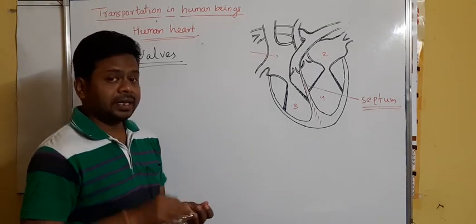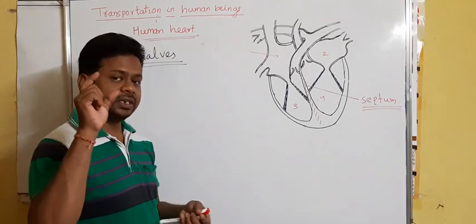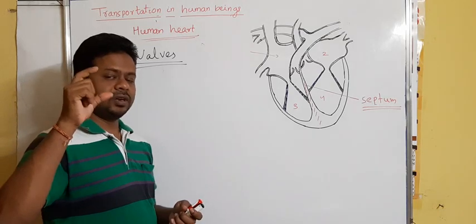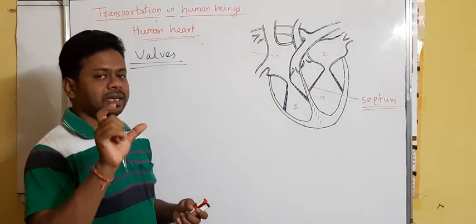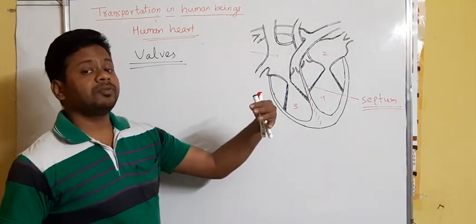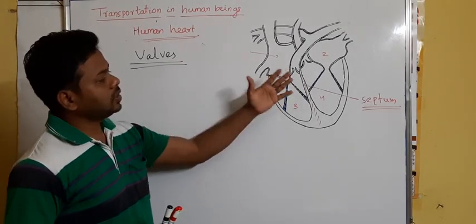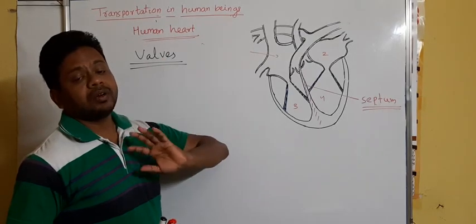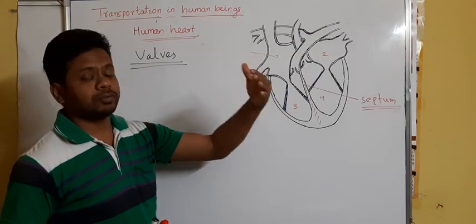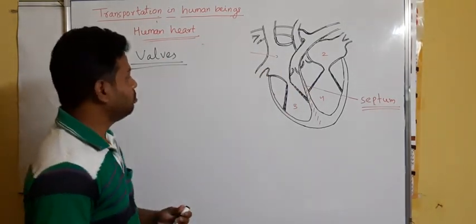Actually, you have read in the digestive system about the sphincter. You know, the sphincter has the same role. That is, it will allow the forward movement of food. So exactly the same thing, valves also have the same function. They will allow the forward movement, but they will stop or prevent the backward flow of blood.